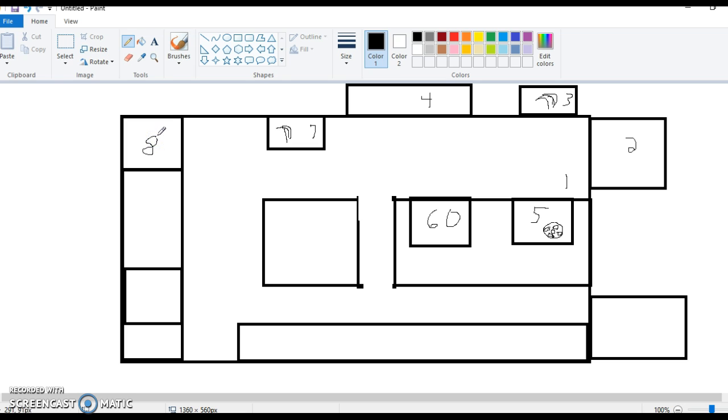The 9th station is maybe over here. In the 9th station, Jesus falls the 3rd time. You can imagine 3 waterfalls right there in one of the science classrooms.